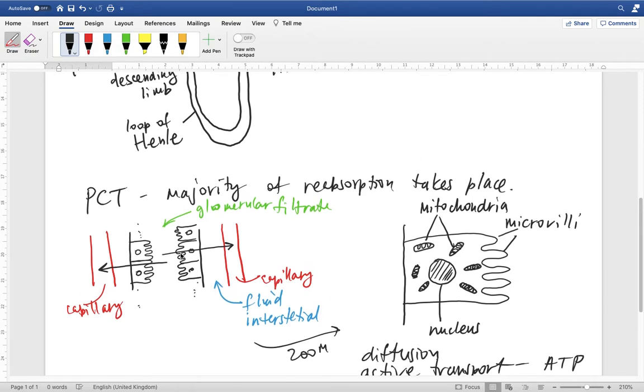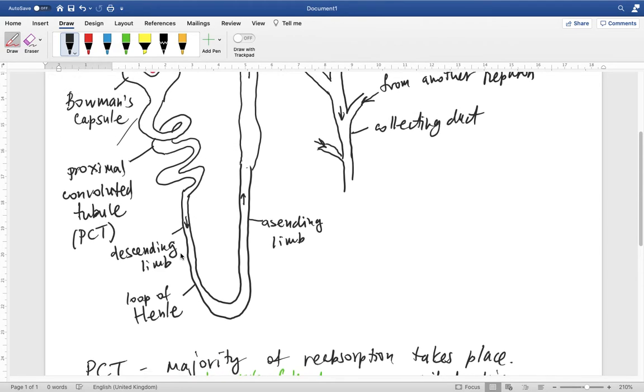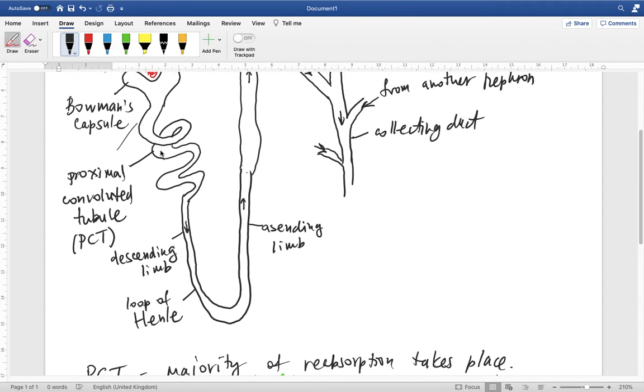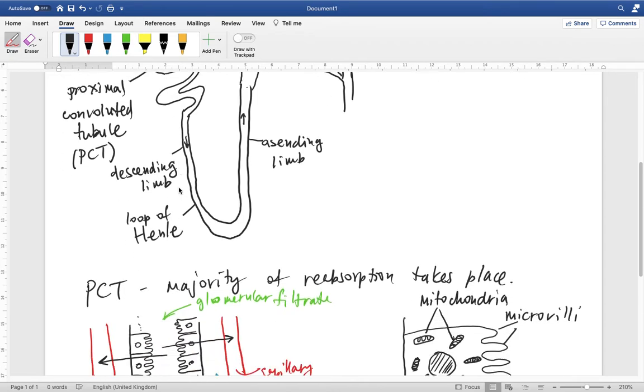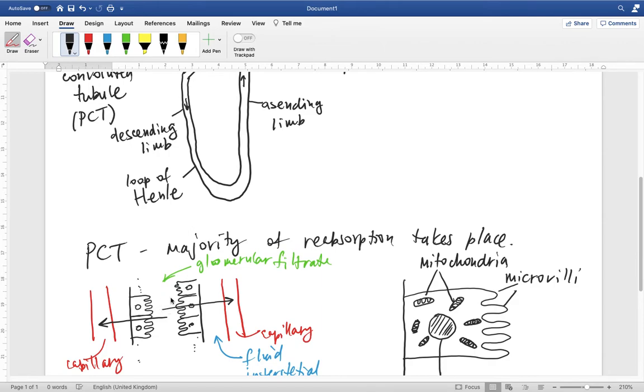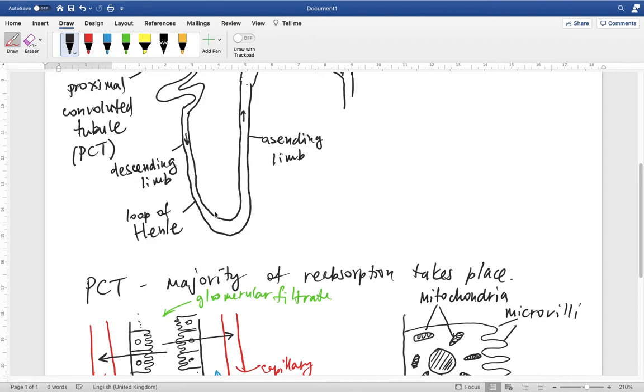So let's just go back up again and have a look where we are. So that's where we ended up. So a lot of our water and glucose and amino acids are going to get reabsorbed here. So this stuff is going to move from glomerular filtrate into capillaries. So now we need to start discussing what's happening in the loop of Henle.